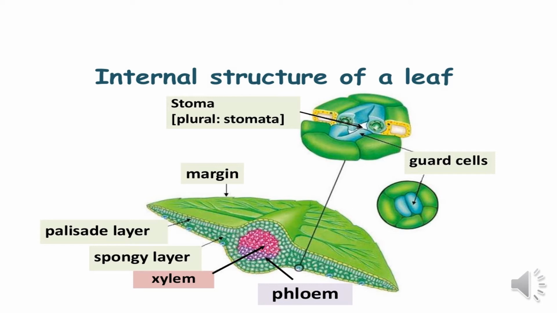The last layer of the leaf is called the lower epidermis, in which the majority of the stomata are present. Now the question is, why is the maximum number of stomata of the leaves present in the lower epidermis? Because the leaf or plant has to protect itself from desiccation or dehydration.